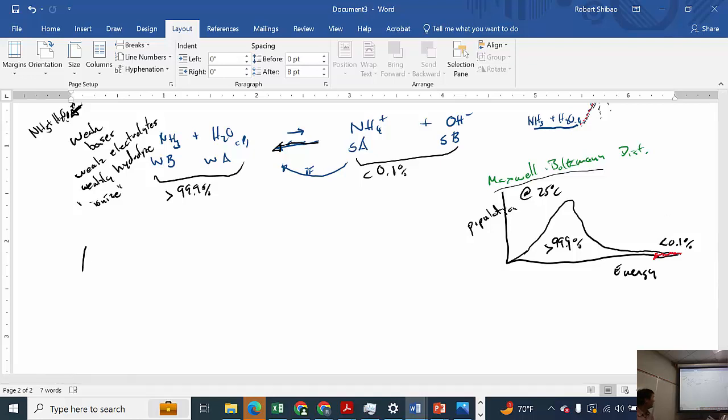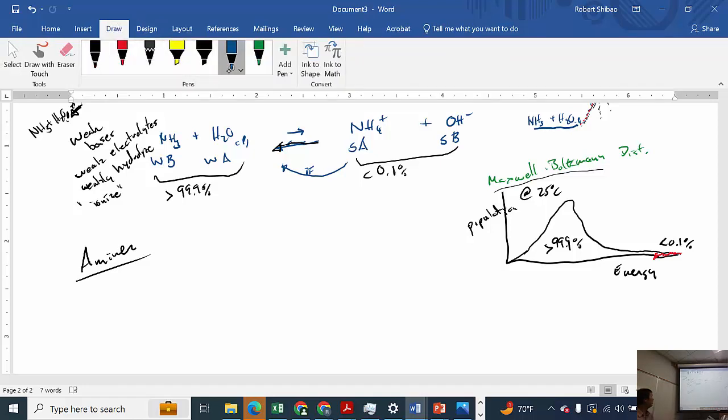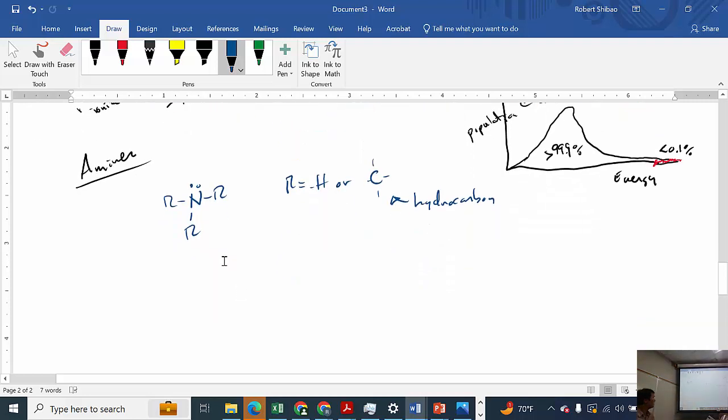Let's look at amines next. What amines are, they're ammonia-like. And so let's take a look at an amine here, where R is equal to hydrogen or carbon. Now, the carbon is usually a hydrocarbon, typically. And so let's take a look at a simple amine here.